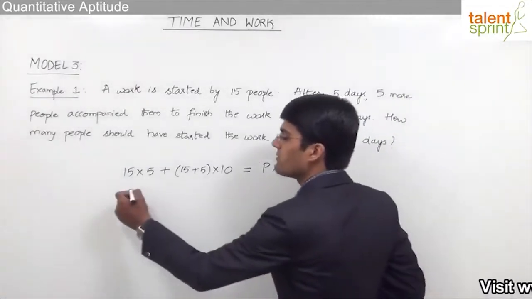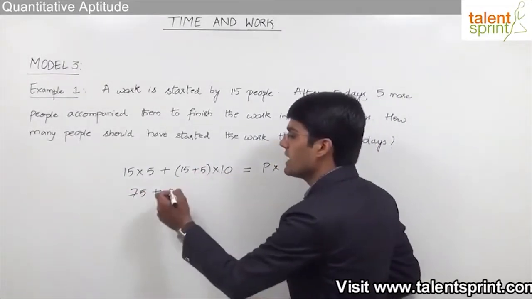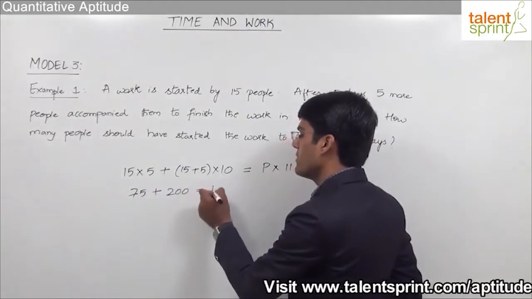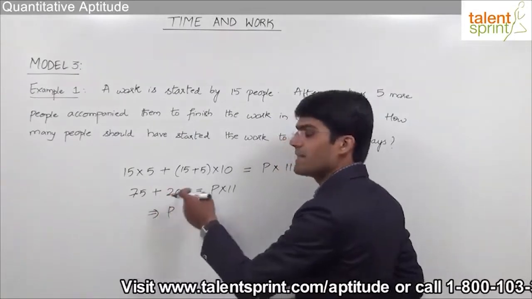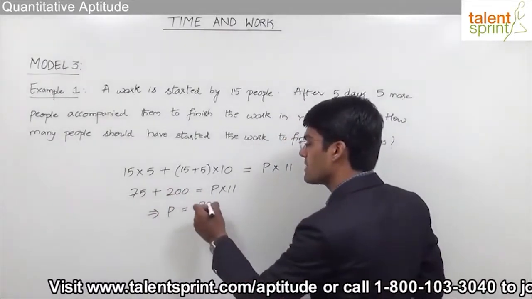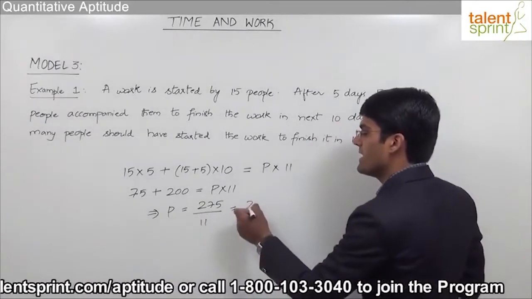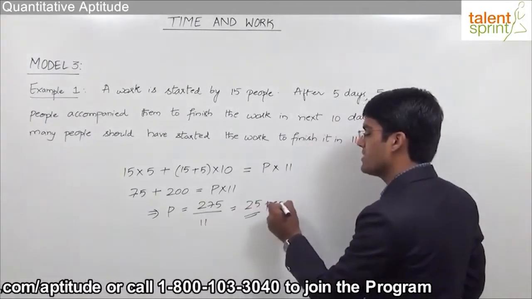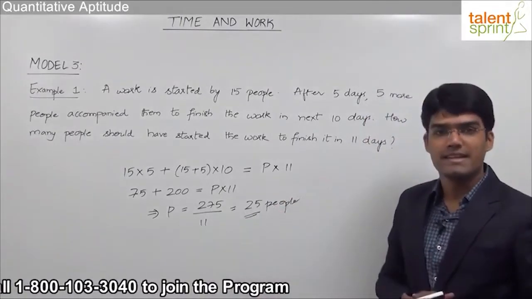So 15 into 5 is 75, plus 15 plus 5, 20 into 10 is 200, should be equal to P into 11. So from this, P will be equal to 75 plus 200, which is 275, divided by 11, which gives the answer as 25. So we can say that 25 people are required to finish the work in 11 days.